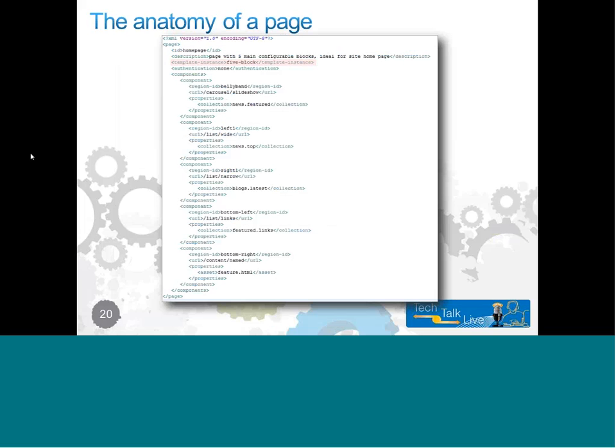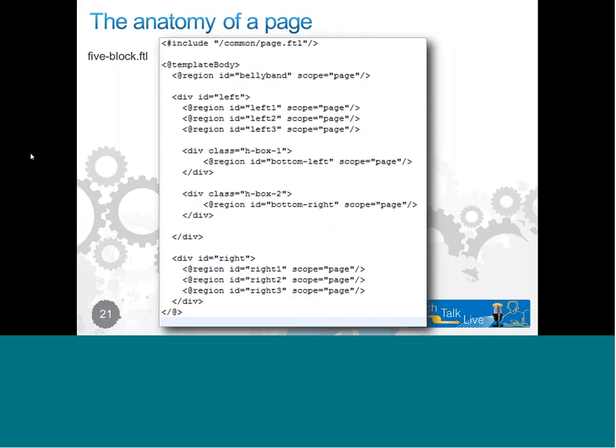So if we just go and have a look at the 5 block template first of all. So this is 5 block. You can see here it's just basically a few divs. It's just a little frame of HTML that's got holes cut in it, and the holes are identified by the region tag here. So you've got a region at the top there called belly band, and then we've got regions left 1, left 2, left 3, a couple more regions, bottom left, bottom right, and some regions down on the right hand side, right 1, right 2, right 3. Okay, so really simple stuff.